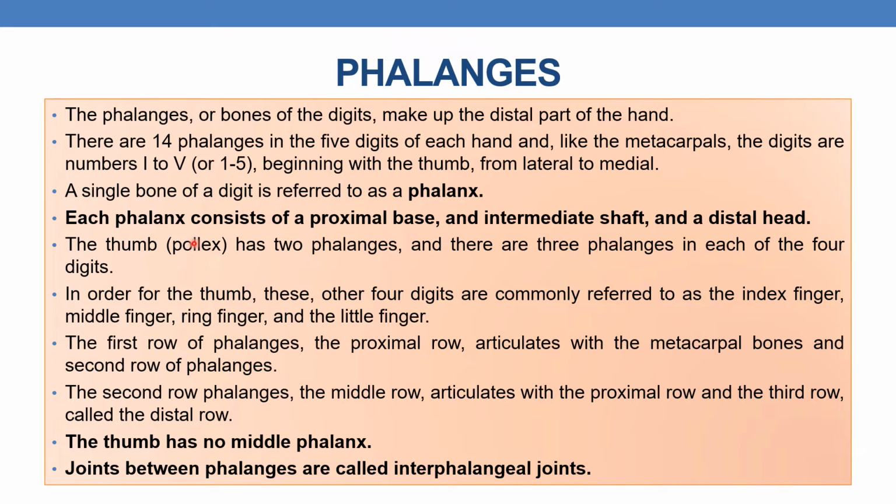Exception is thumb. The thumb has 2 phalanges and there are 3 phalanges in each of the 4 digits. Thumb only has 2 phalanges or 2 bones. Whereas all other 4 fingers, they have 3 phalanges each. So in total there are 14 phalanges.